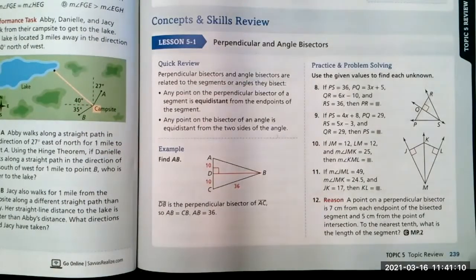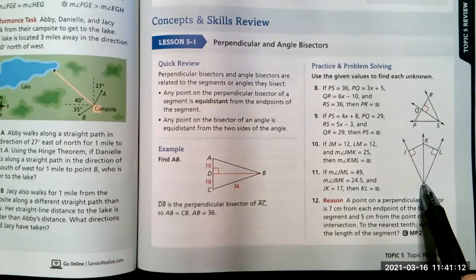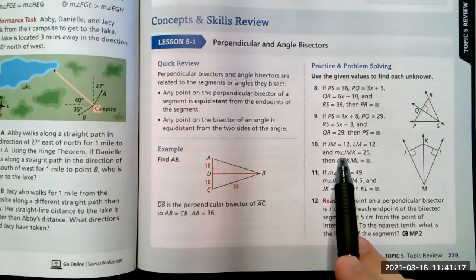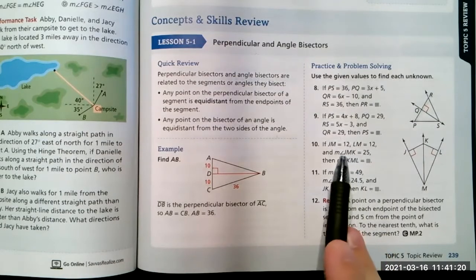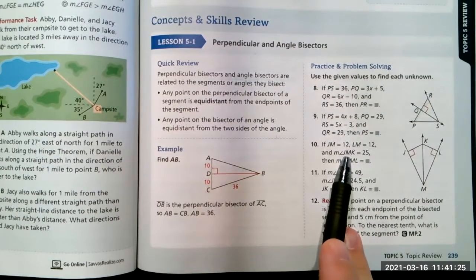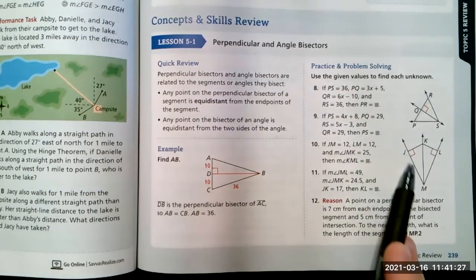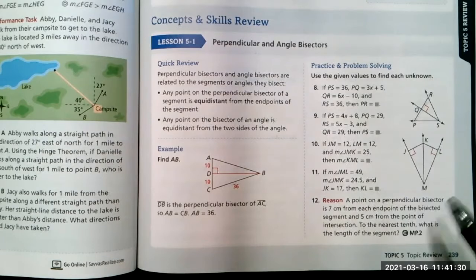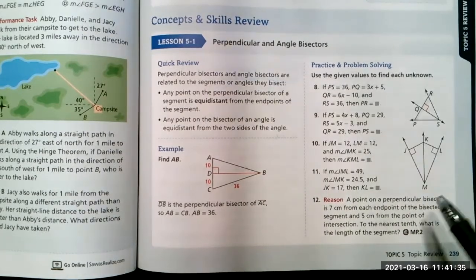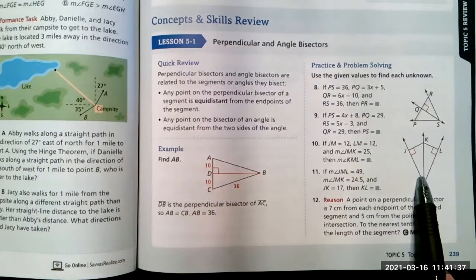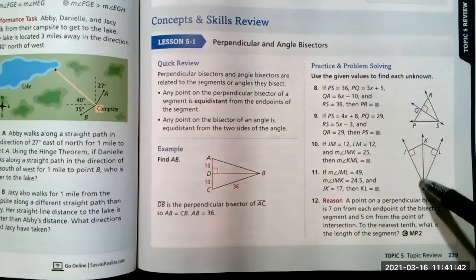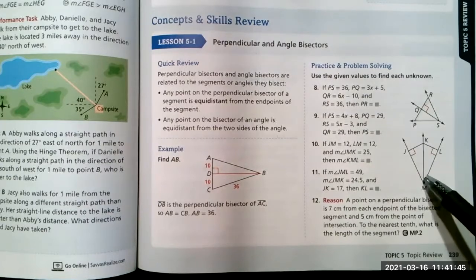If JM, so this side length is 12, LM is 12, and measure of angle JMK. So the way you read this, JMK, the middle letter is always the angle you're talking about. So JMK. So I'm looking at this left side of that angle right there, JMK. JMK is 25. Then the measure of KML, which is the other side, so it's the right side, is what?